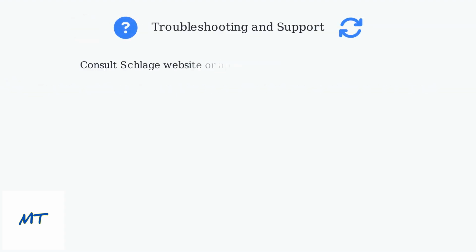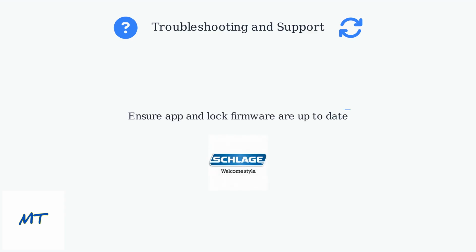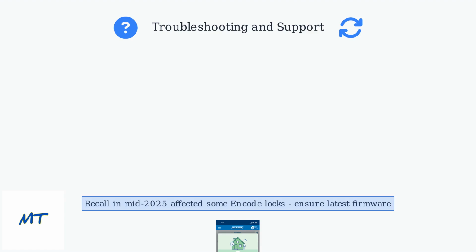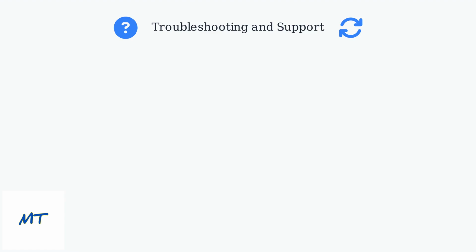If you encounter issues with your Schlage smart lock, start by consulting the Schlage website or App Store for detailed troubleshooting guides. These resources cover common problems like setup errors or lock malfunctions. Next, ensure both your Schlage Home App and lock firmware are up to date. Check for updates in the app settings or on the lock itself to resolve compatibility issues. If connectivity problems persist after updates, contact Schlage support directly through the app or their website for personalized assistance. Remember, a recall in mid-2025 affected some Encode locks due to firmware glitches. Make sure you have the latest firmware installed to avoid connectivity issues.